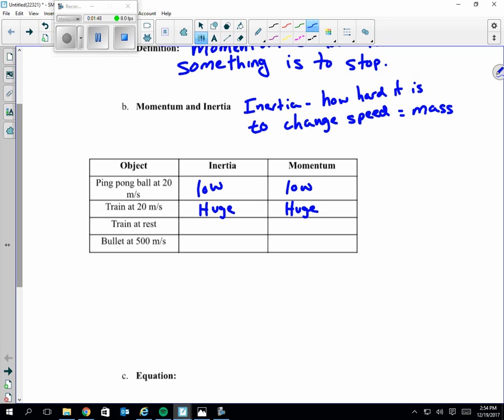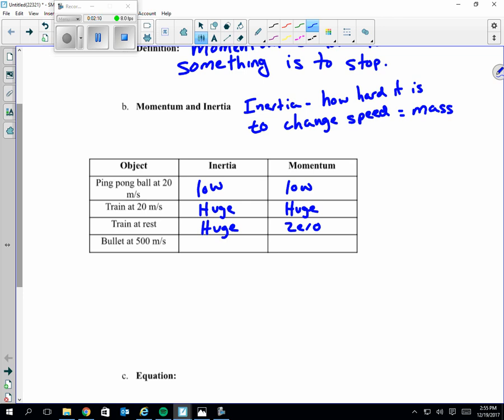Now here's where it's going to differ. The train at rest still has a huge amount of inertia. It has a lot of mass. It's still hard to change its speed. It's sitting there, I can't just push it and have it move. It's going to take a lot of energy to get it to change its speed from zero. But it has zero momentum. I don't have to do anything to stop it because it's already stopped.